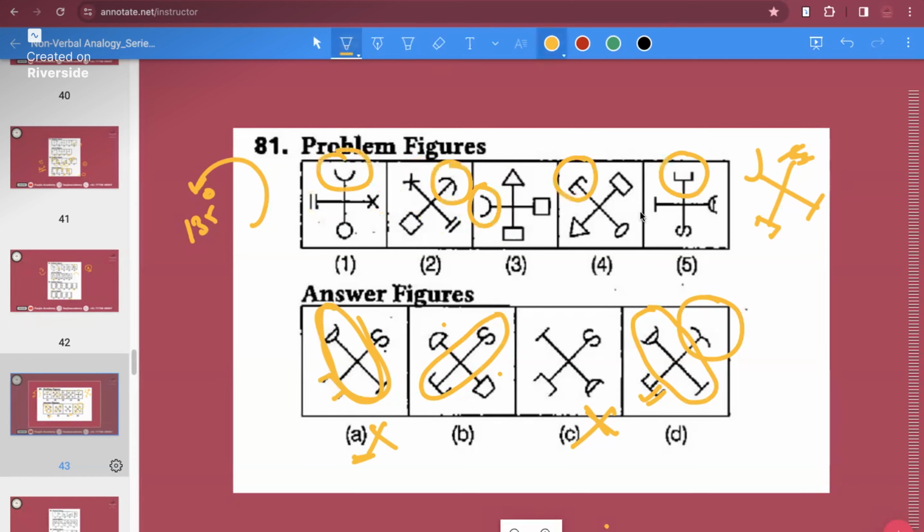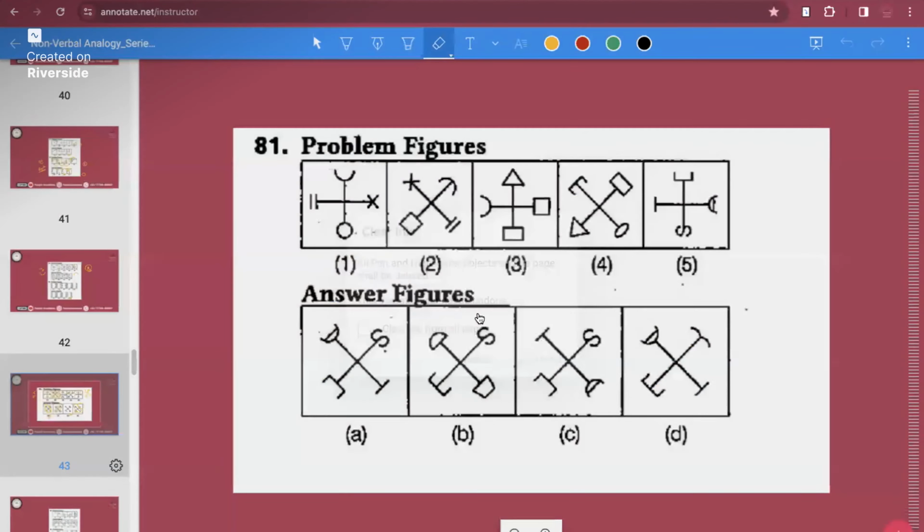Right? Essentially, only one of these figures is being replaced. This one is getting replaced with this. And over here, they have chucked out the whole of this one. No, it's a little dicey, right?